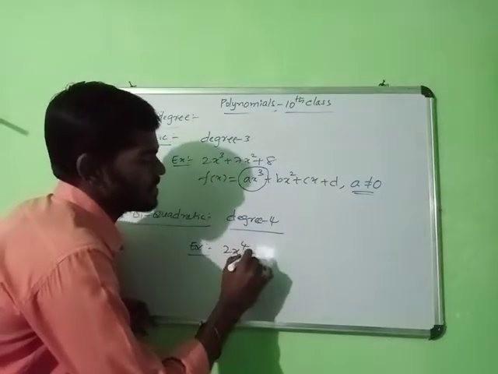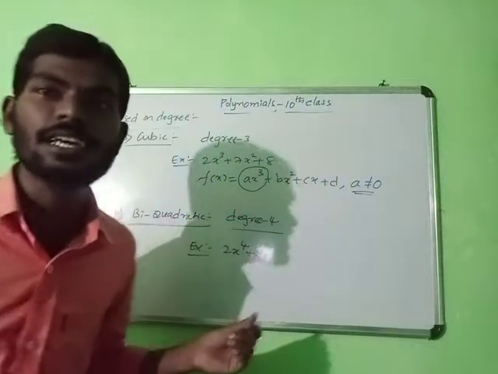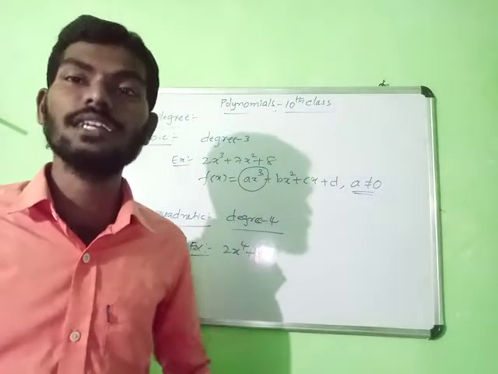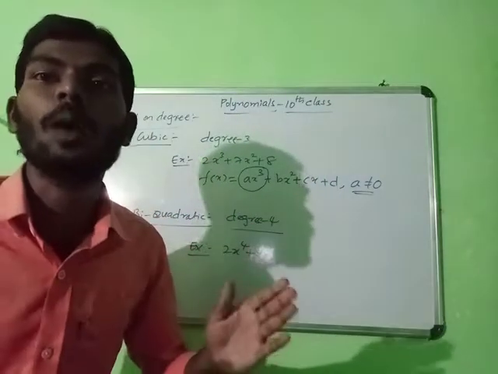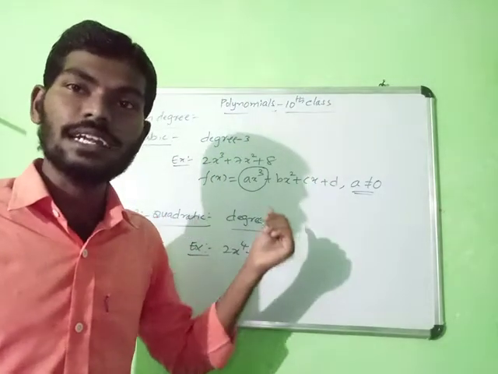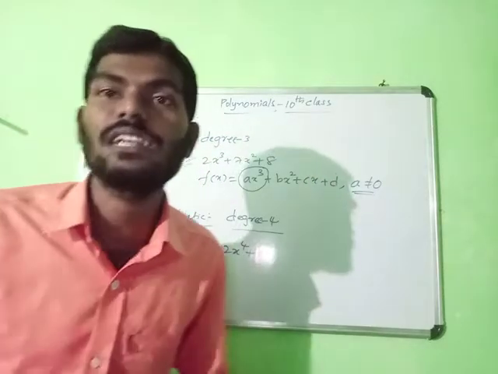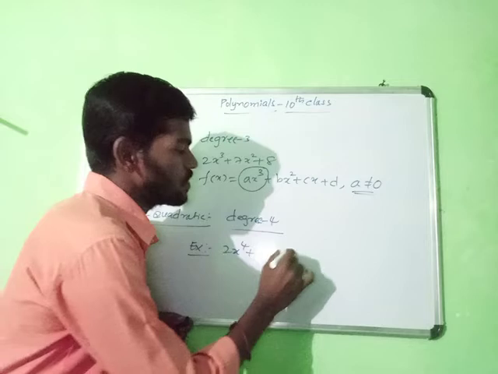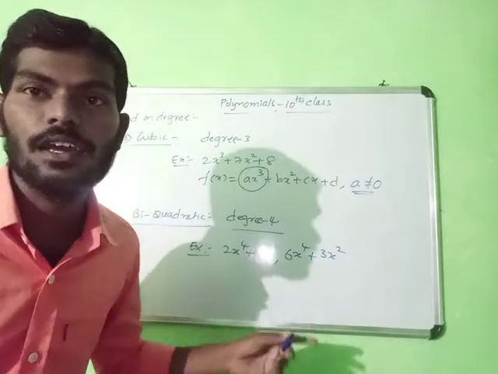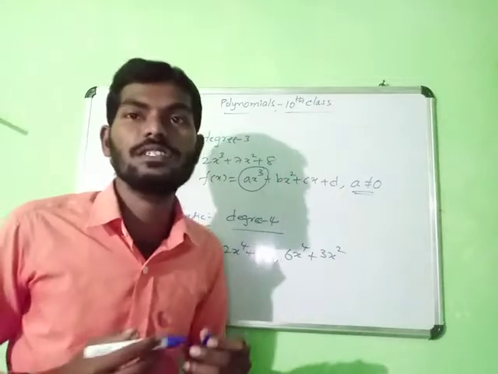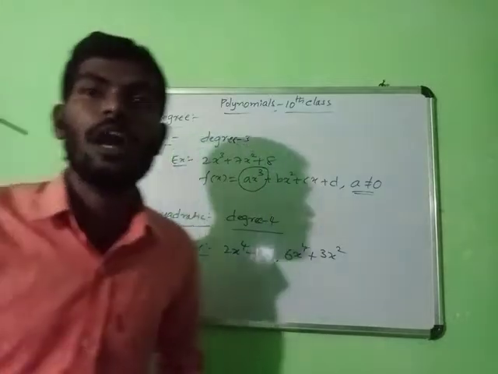Examples: 2x power 4 plus 5x. Here we are not taking how many terms there are, we are taking only the degree. Based on degree, we are not counting how many terms there are, but how much degree there is. Now this one also, 6x power 4 plus 3x square. Here also degree 4 is there. These are the examples of biquadratic polynomial.